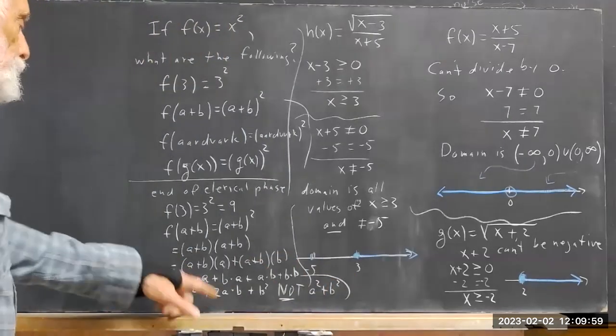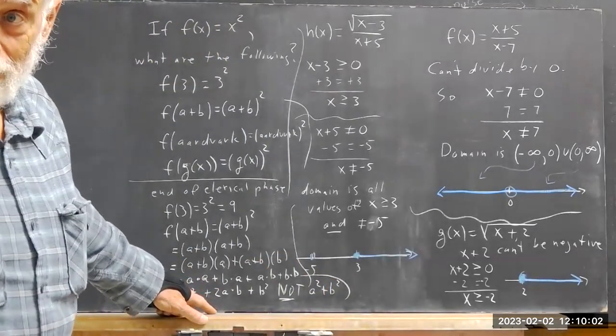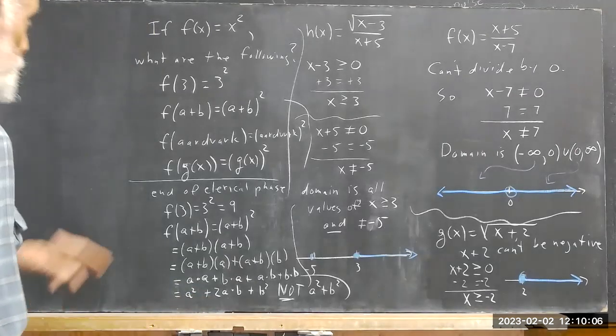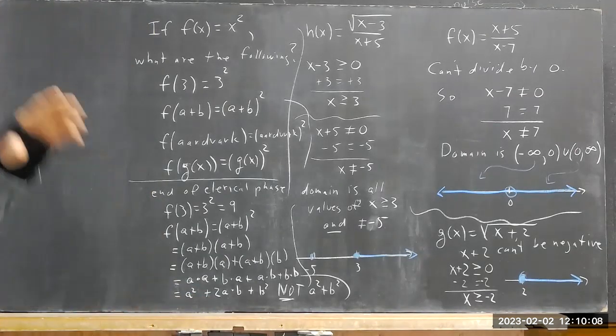And this is very different than A squared plus B squared. So you've got to be careful about that. That's a little algebra blurb. Make sure you understand this.